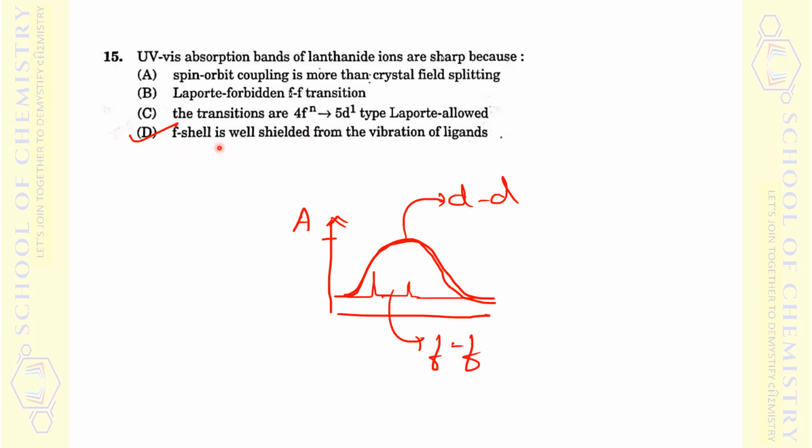It is because of option D. So the D option is the correct explanation for the question. Therefore, option D is the answer for the question.